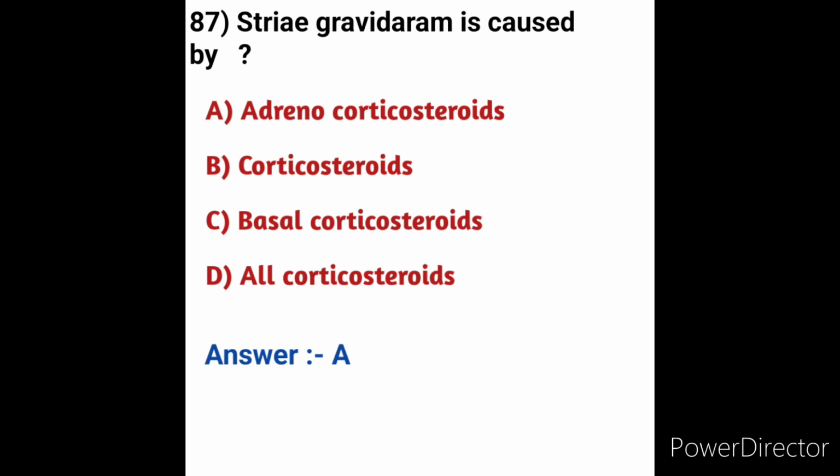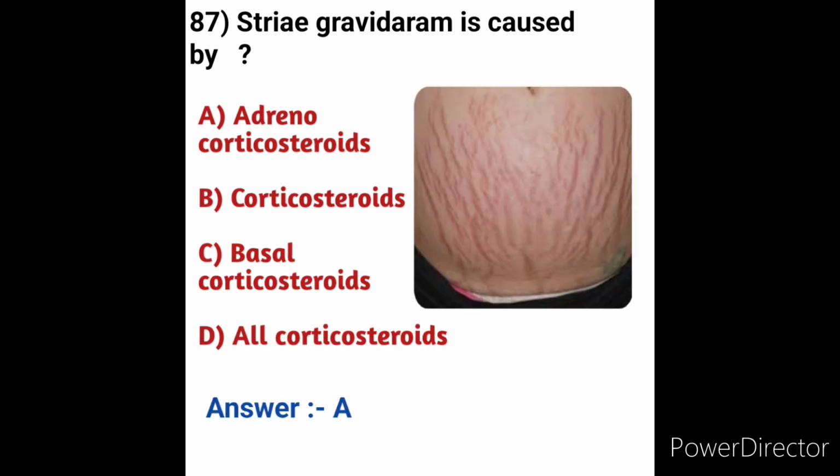Option A, adrenocorticosteroids. Option B, corticosteroids. Option C, basal corticosteroids. And option D, all corticosteroids. Here stria gravidarum occurs in approximately 50 to 90% of pregnant women, caused by hormone changes like estrogen, relaxin and adrenocortical hormones. Here option A, adrenocorticosteroids, is the correct answer. Adrenocorticosteroids cause the stria gravidarum. Here we can see in this picture the stretch marks over the stomach during pregnancy.